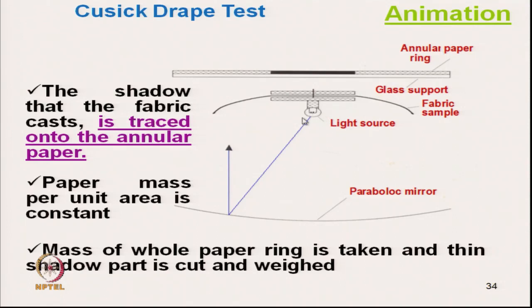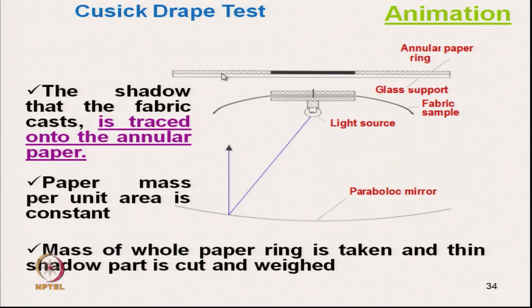Now, the light source is at the bottom and here it is a parabolic mirror. It is basically a concave mirror, and the light from the source is divergent. When it falls on the mirror, parallel light is reflected, and once the parallel light is reflected, this is the fabric profile and the exact shadow of the fabric will be placed here.